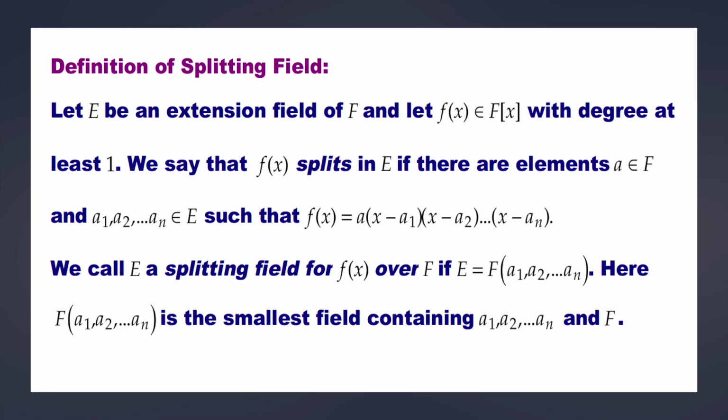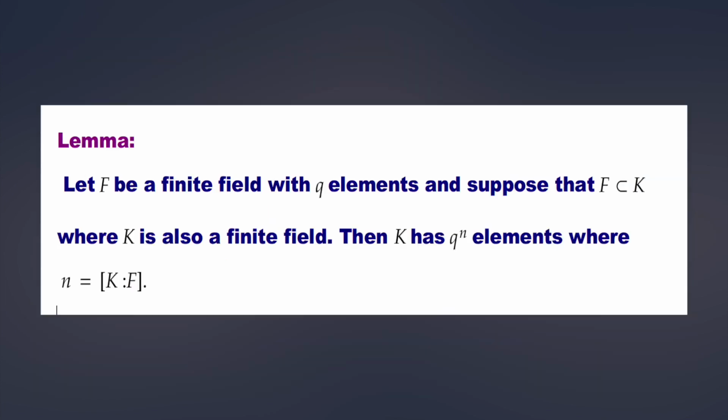The definition of the splitting field. Let E be an extension field of F and let f of x belonging to F of x with degree at least 1. We say that the function f of x splits in E if there are elements a belonging to F and a1, a2, and so on up to an belonging to E such that f of x is equal to a times x minus a1, x minus a2, and so on up to x minus an. We call E a splitting field for the function f of x over F if E is equal to F of a1, a2, and so on up to an. Here, F of a1, a2, and so on up to an is the smallest field containing a1, a2, and so on up to an and F.